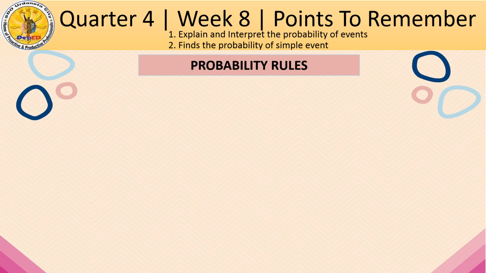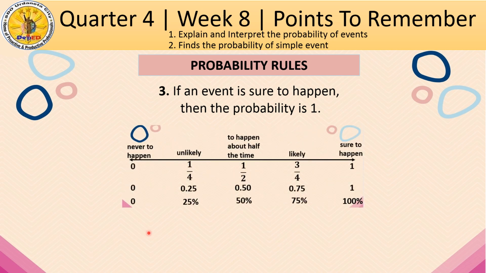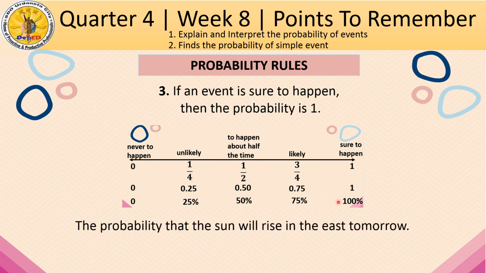Number 3, probability rules. If an event is sure to happen, then the probability is 1. So if we're going to look at the probability line, if it's sure to happen, then its probability is 1, or it is 100%. So here's an example of an event that has 1 probability or 100% probability.